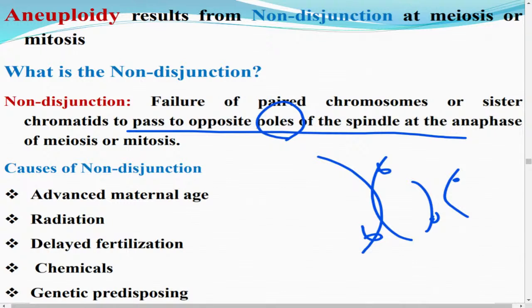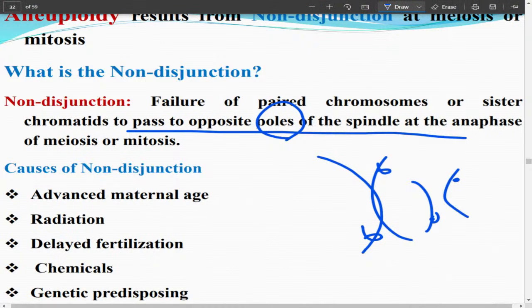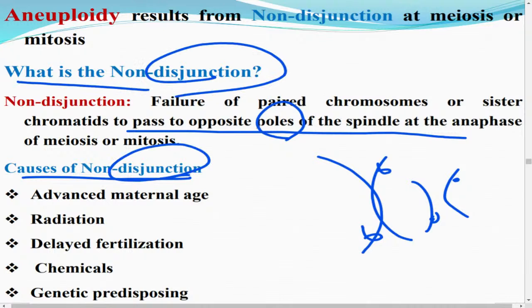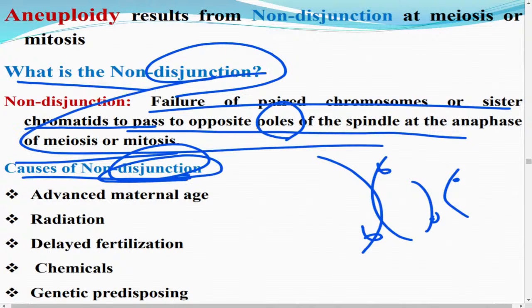The causes of non-disjunction. What is non-disjunction? We have already explained that it's a failure of chromosomes or sister chromatids to pass to opposite sides in mitosis and meiosis. Now we will talk about the causes of non-disjunction, and this was just a definition.